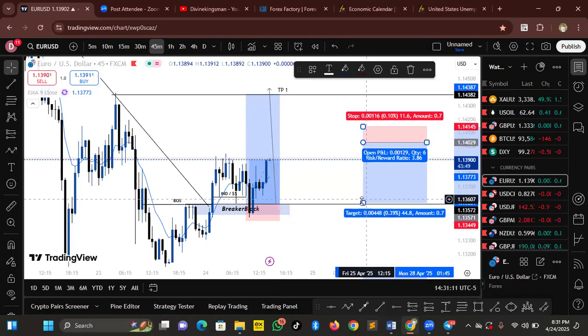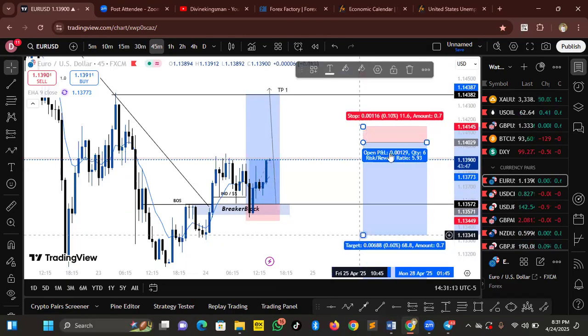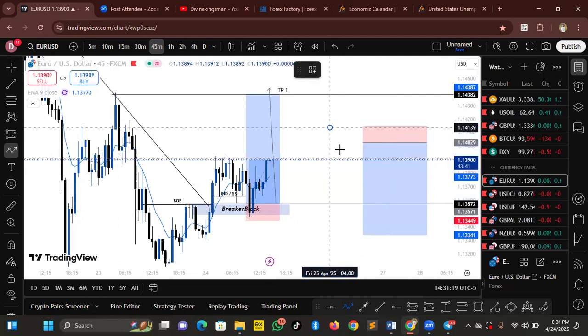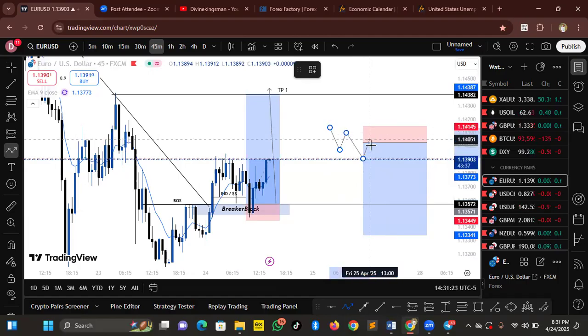So this is for a sell, if you are selling, right? If the price is selling, you're telling the market that if the price goes up and hits here, it means that you're okay with the loss. You accept your loss, you're okay with this, and you're out of the trade, right?